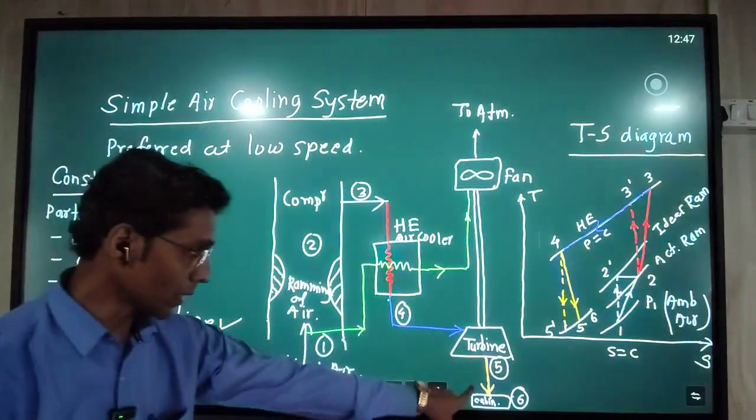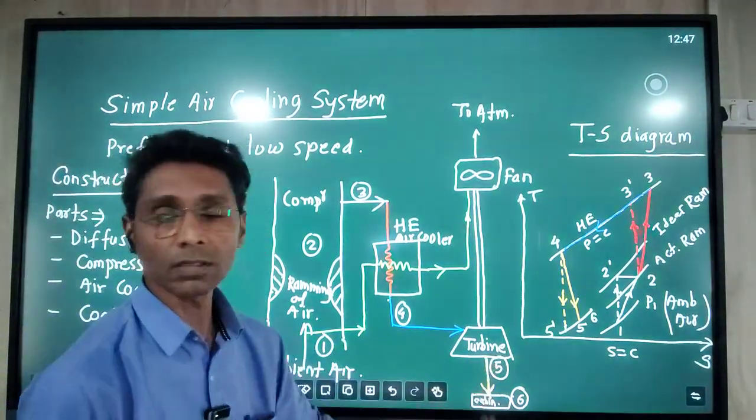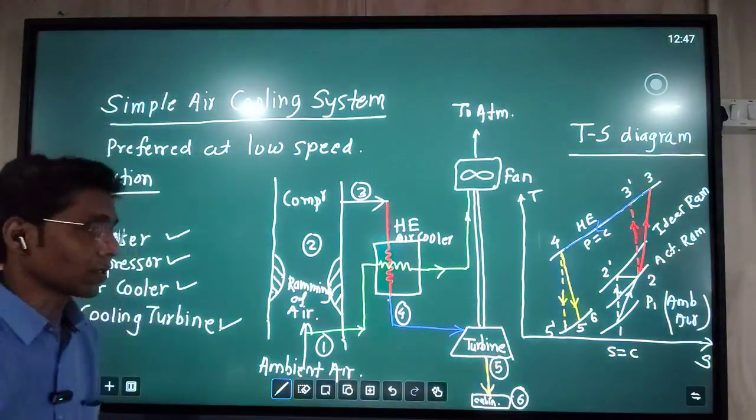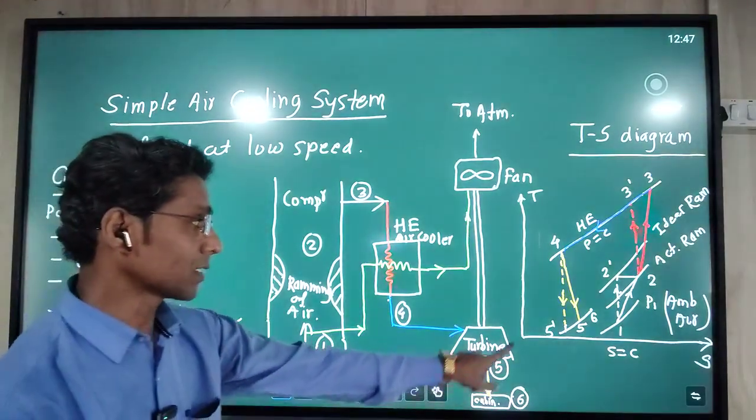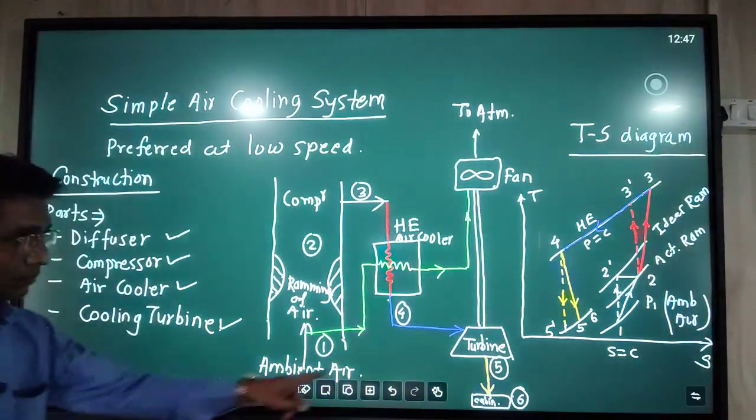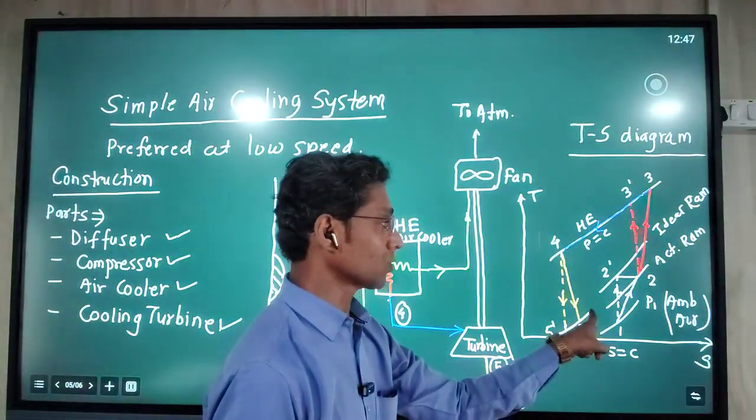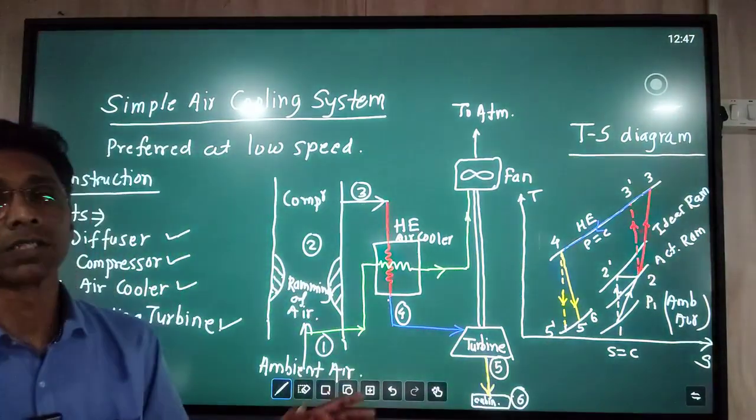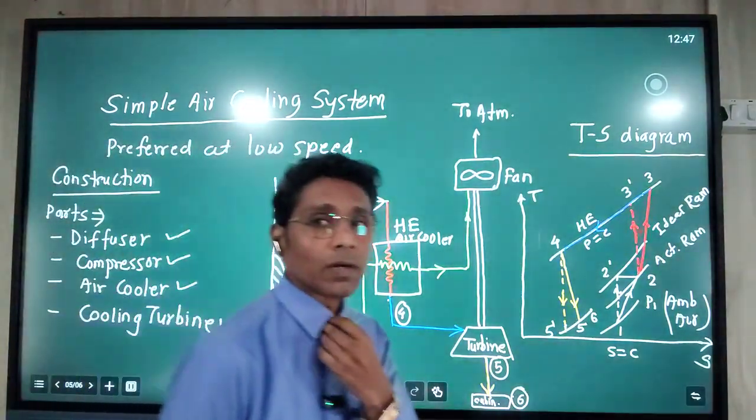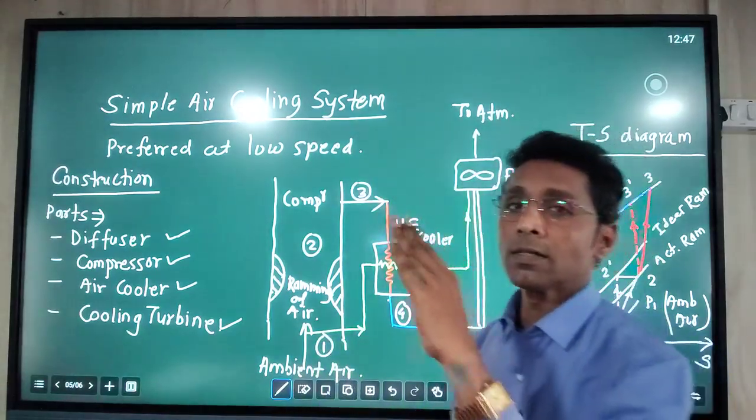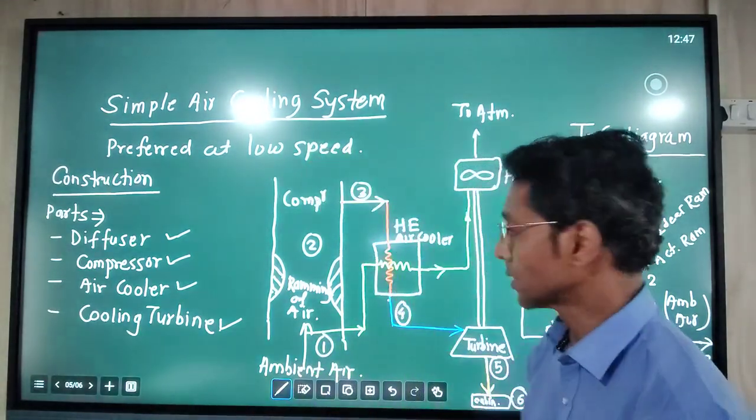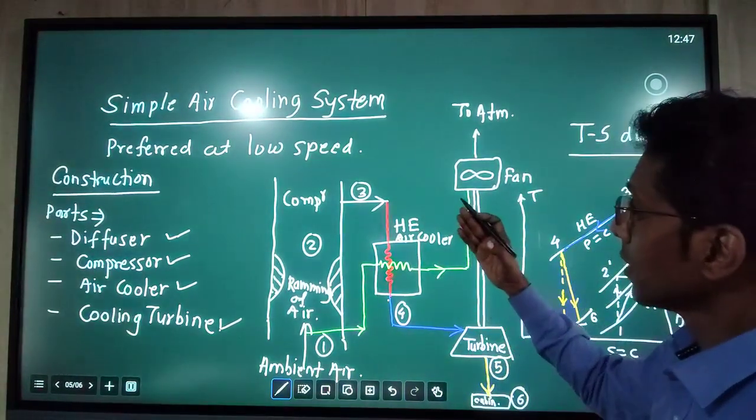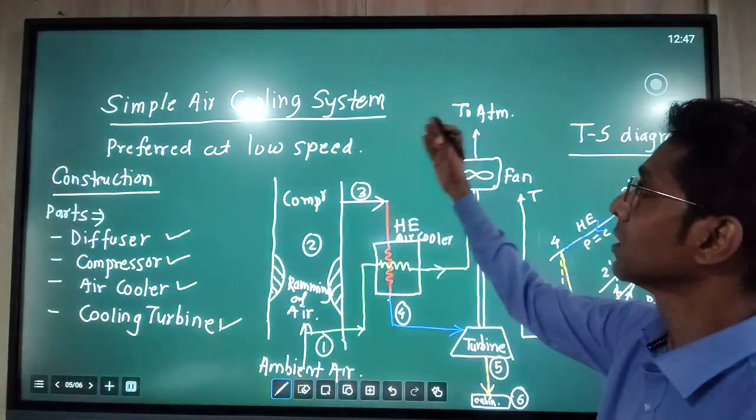When this air comes out of the turbine, its temperature is below the ambient temperature. This air is then passed to the cabin. When this air passes to the cabin at point 6, the cabin temperature is achieved, which is mostly maintained in the range of 22 degrees Celsius to 25 degrees Celsius. In this way we have now studied the construction and working of the simple air cooling system.